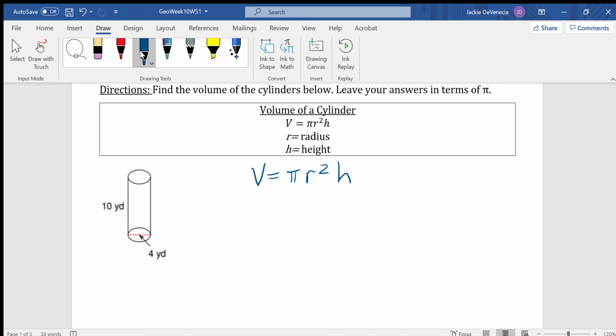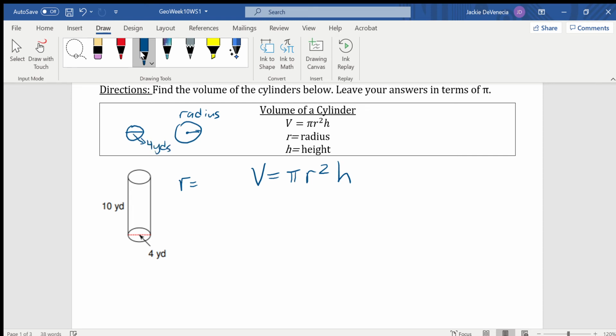Now I'm just going to find the radius and height that I could plug in. So the radius in a circle starts from the middle to the edge. So that will be your radius. Here in this cylinder, we notice that we have a circle, but we have this whole dotted line, and they say it's 4 yards.